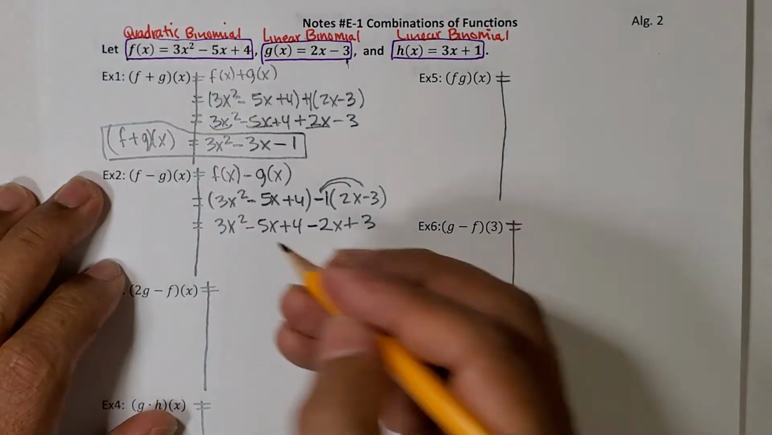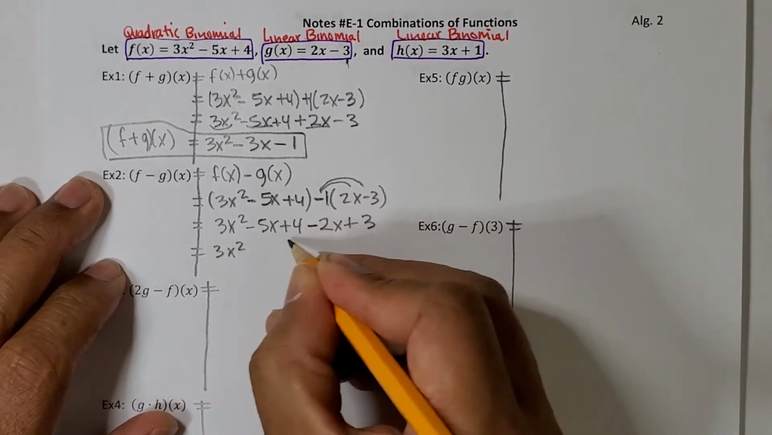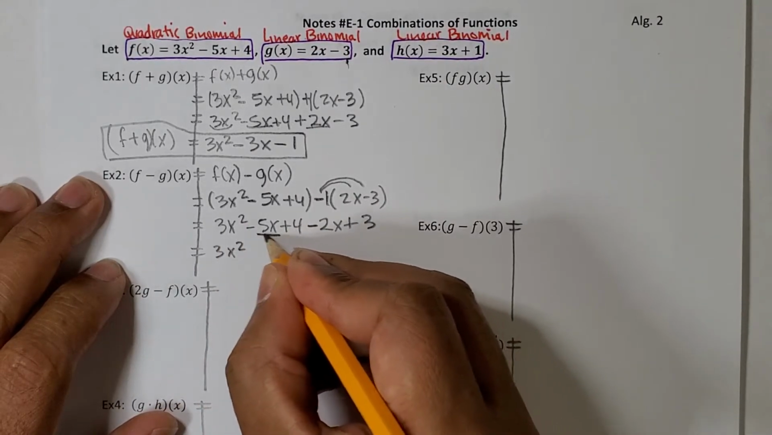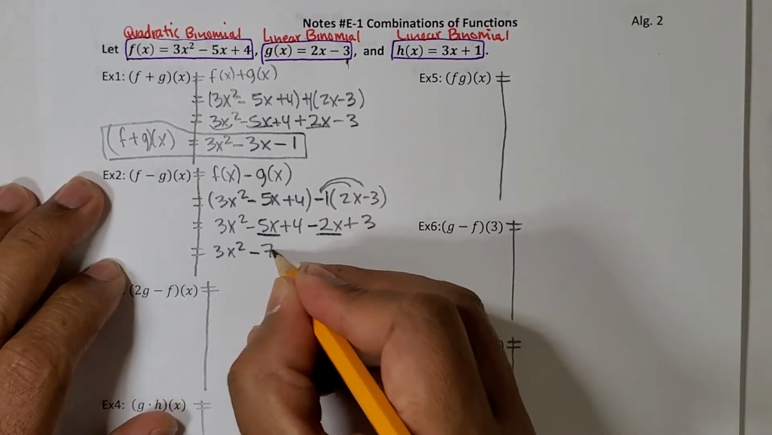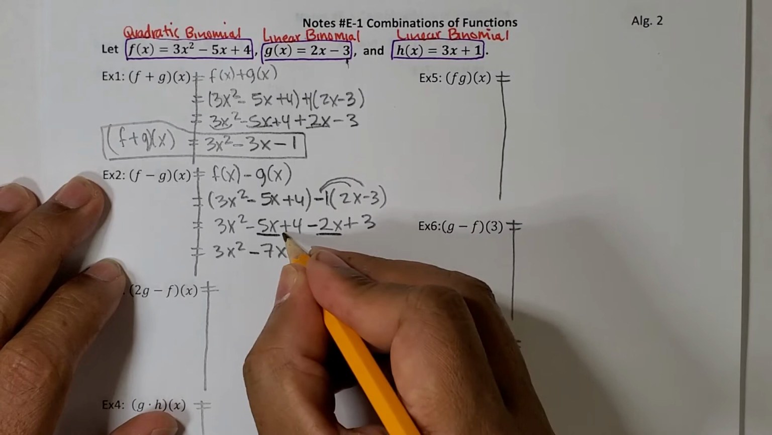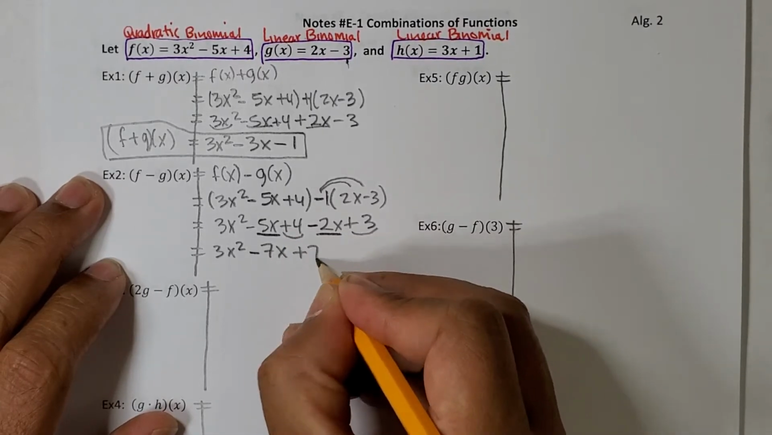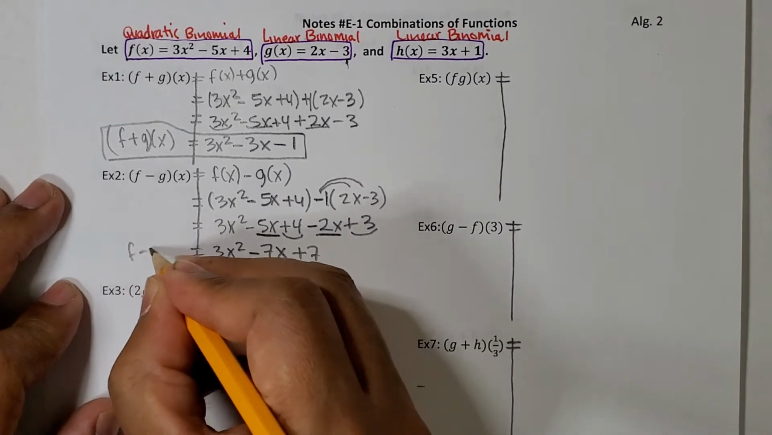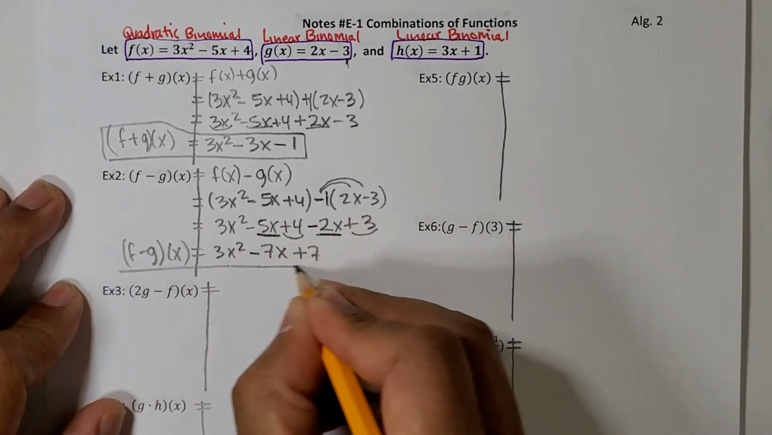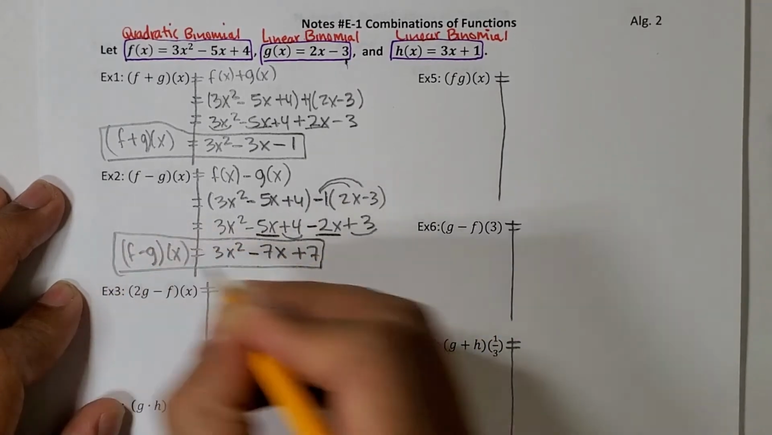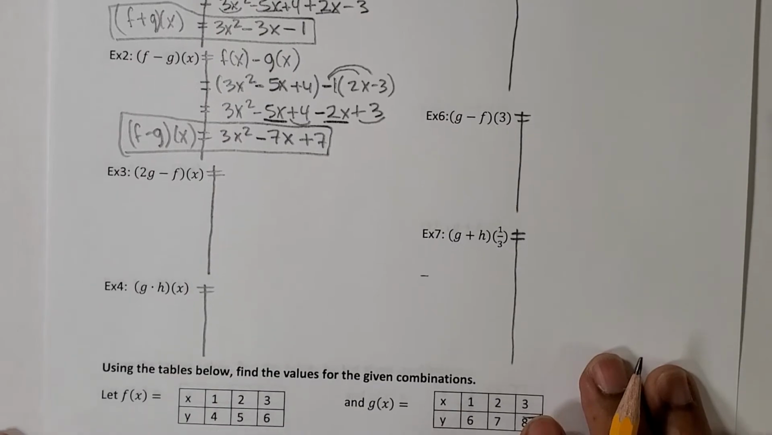Next, I'm going to combine like terms. Just bring down the 3x to the second power. Negative 5x minus 2x combine to negative 7x. And positive 4 and positive 3 combine to positive 7. So f minus g of x is equal to 3x squared minus 7x plus 7. Okay, let's go on to the next example.